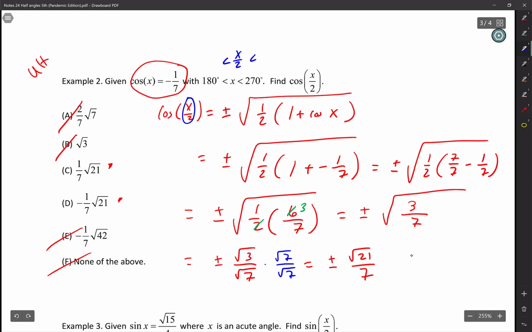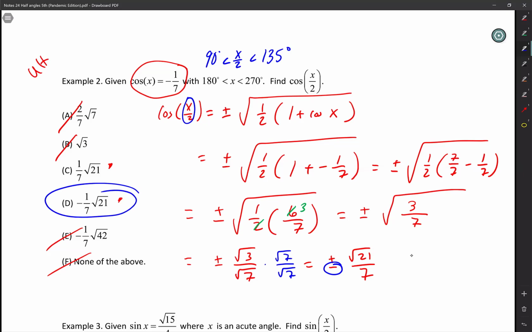Well, what's half of 180? 90. What's half of 270? 135. Oh, you did that one fast. So because x over 2 is between 90 and 135, that is quadrant 2. And in quadrant 2, cosine is negative. Perfect. You guys are ready for university math.